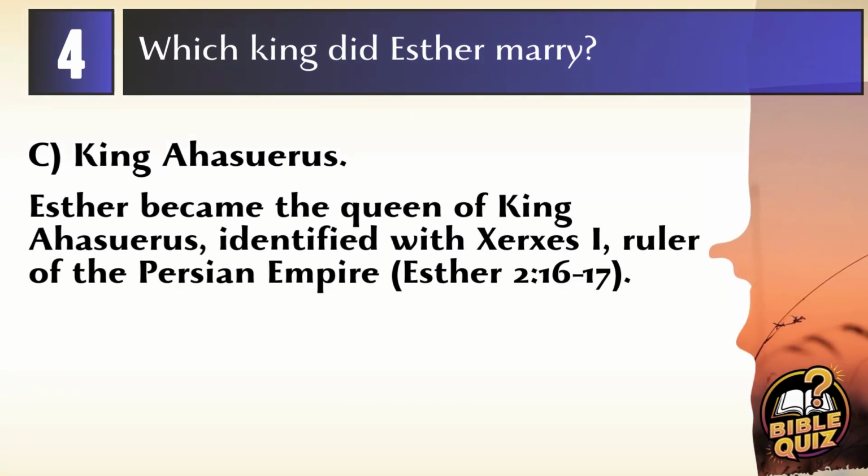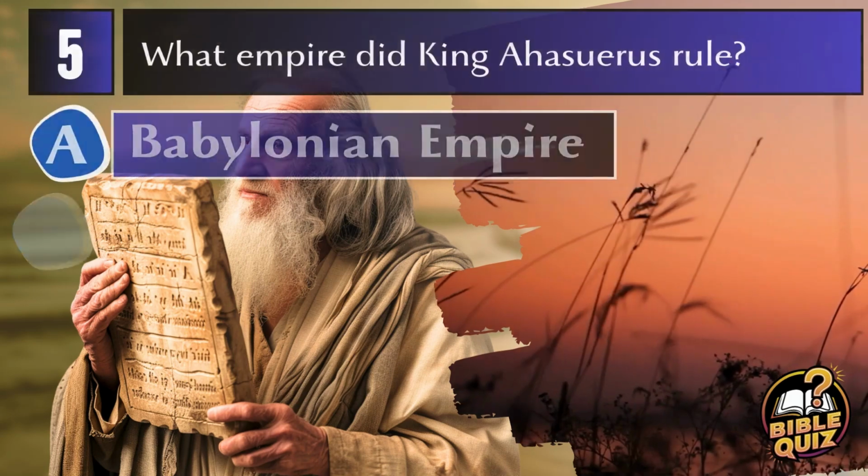Answer C. King Ahasuerus. Esther became the queen of King Ahasuerus, traditionally identified with Xerxes I, who ruled the Persian Empire, Esther 2:16-17.